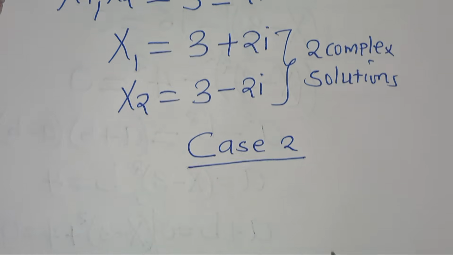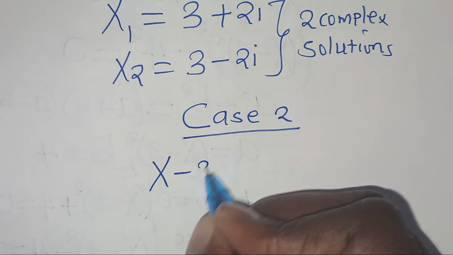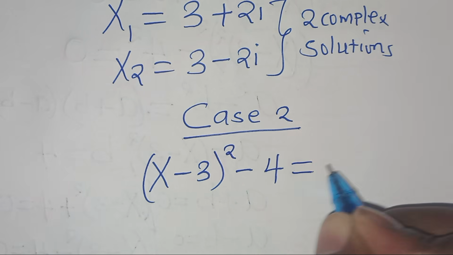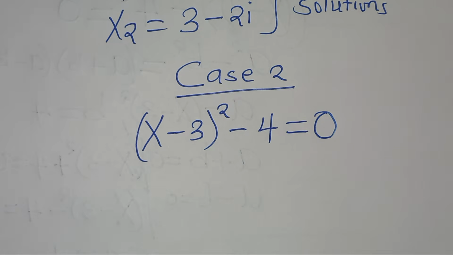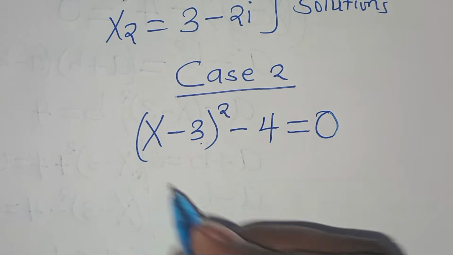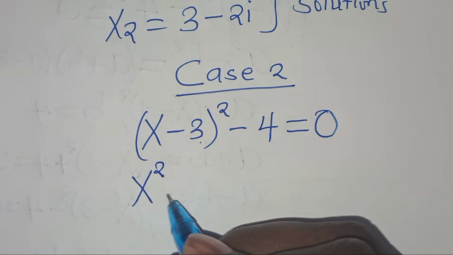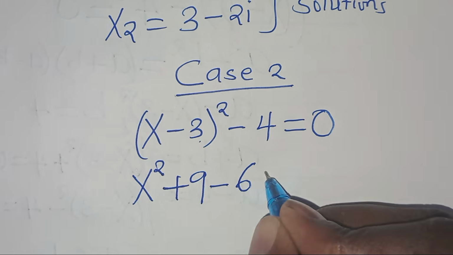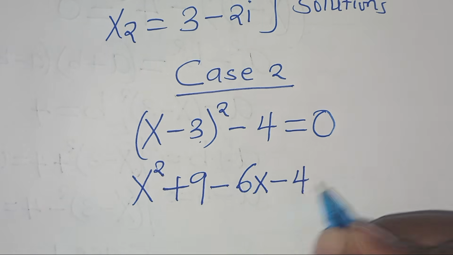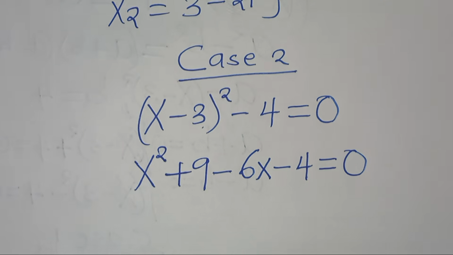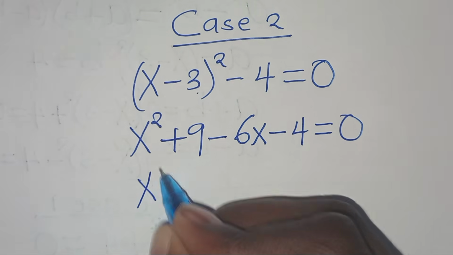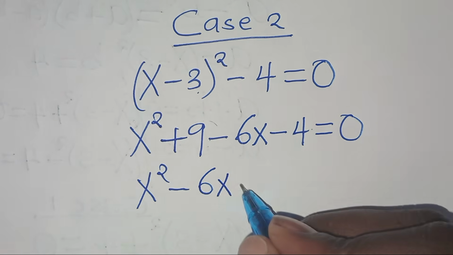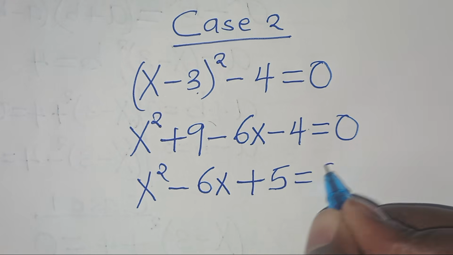Now in case 2, we have (x minus 3) raised to the power of 2, subtract 4. This is equal to 0. So let's expand this. (x minus 3) to the power of 2, this is x to the power of 2, then plus 9, then minus 6x. Then minus 4, this is equal to 0. So this is x to the power of 2, subtract 6x. Then we have 9 minus 4, this is plus 5. And this is equal to 0.